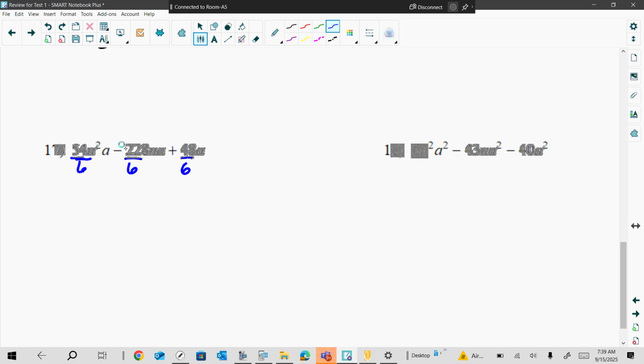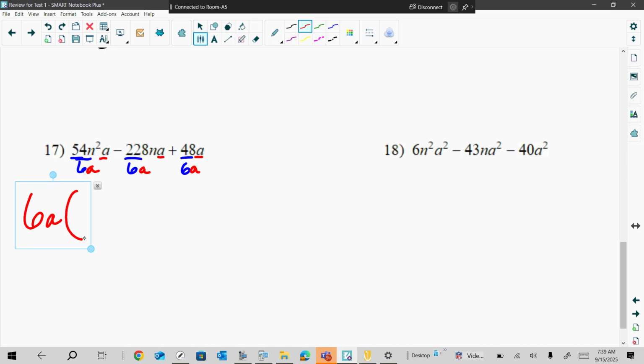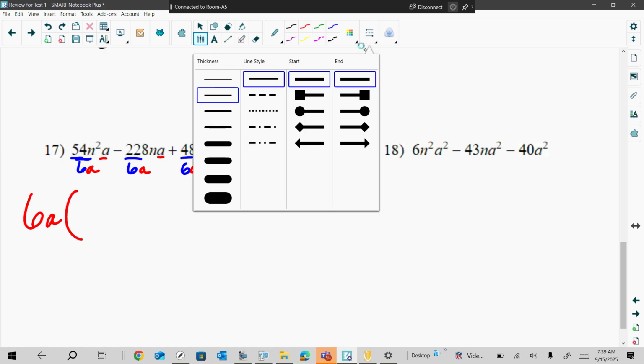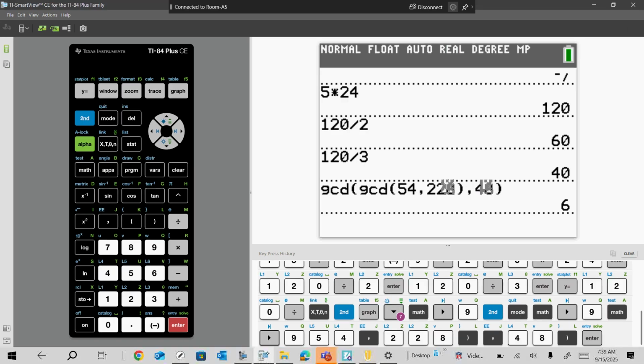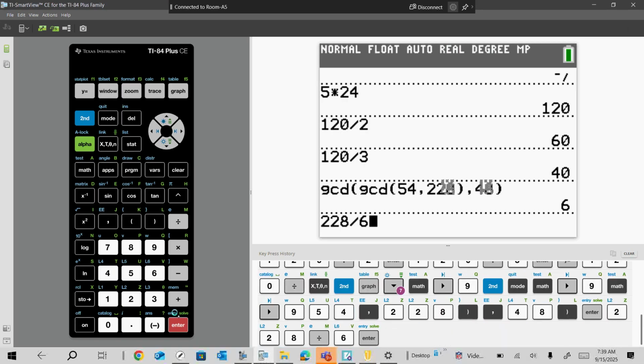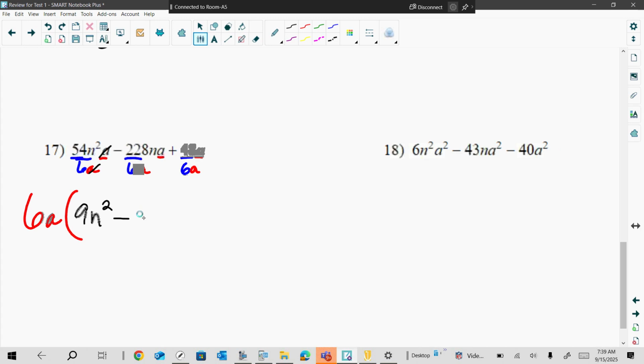So I know they have a 6 in common. And then I look at the variable. This had an n squared a, an a, and an a. So they also have an a in common. So the GCF is 6a, which comes out. And now we're just dividing and reducing each term. So the a's cancel. This becomes 9n squared. 228 divided by 6 is 38. So this is minus 38n because the a's cancel, plus just 8.